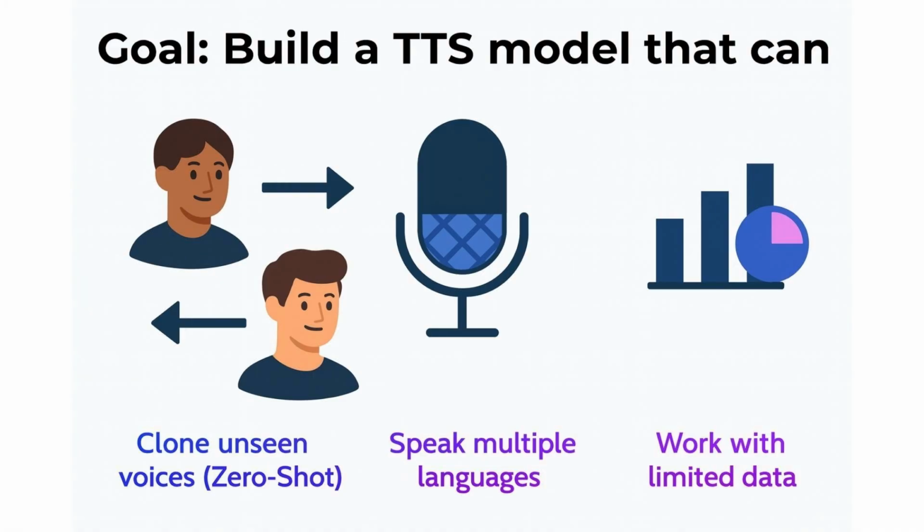The goal of modern TTS models is to do three things. First, clone voices the model has never heard before. This is called zero shot voice cloning. Second, speak in multiple languages using the same voice. And third, work well even with very little training data. These are the key challenges in building powerful and flexible TTS systems today.